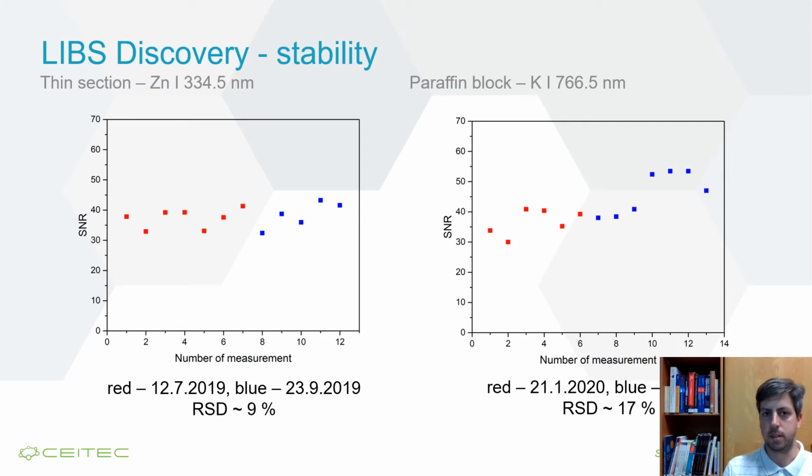First of all, we estimated the stability of our LIBS system to see how it fluctuates through time. In both cases, thin sections and paraffin blocks, zinc and potassium intensity, we studied the difference in signal-to-noise ratio, and we measured very similar samples in the span of 1 or 2 months. In both cases, you can see that the stability is quite satisfactory, and we can then support the idea of comparing different results measured at different times.